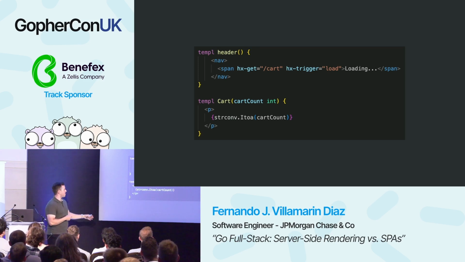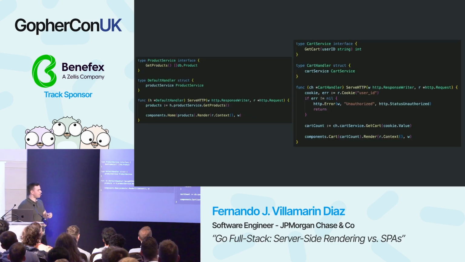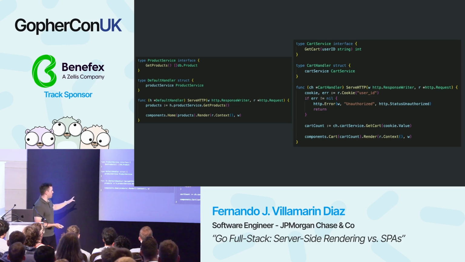So now we can define our cart component. This is the one that's going to be loaded using HTMX, and this is the one that will receive the cart count. So as a handler, we will end up having something like this. Our homepage will get the list of products, because that is not really going to change that much, and we want to cache those. And then we pass those to the homepage, which now doesn't need the cart count, because we are going to be lazy loading it.